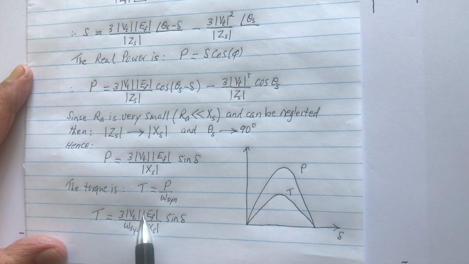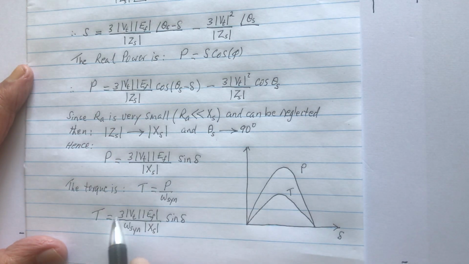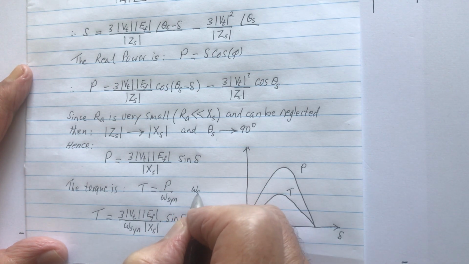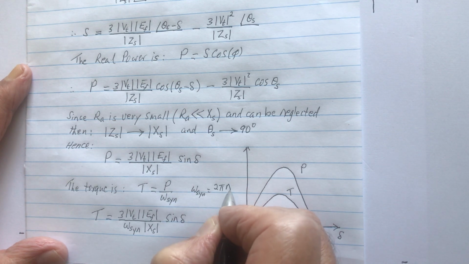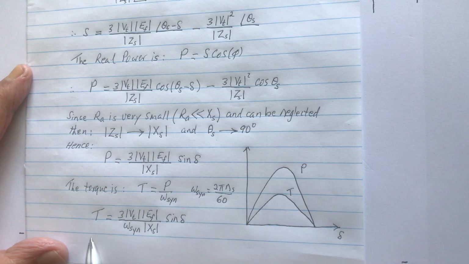Now, if we want to find the torque, the machine is running at synchronous speed, and the torque is power divided by omega synchronous, and omega synchronous is equal to 2 pi ns, synchronous speed, divided by 60. So the torque is equal to 3 VT EF divided by omega synchronous times XS, times sine delta.